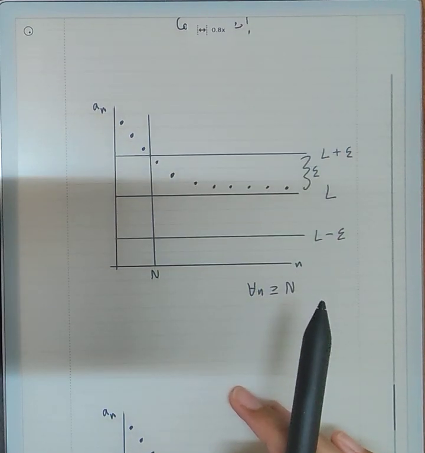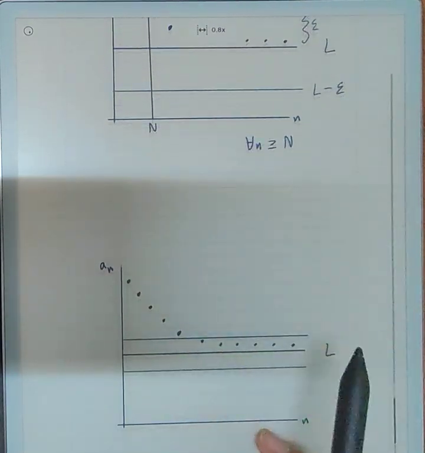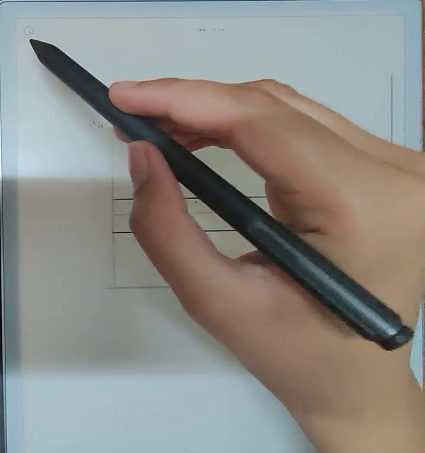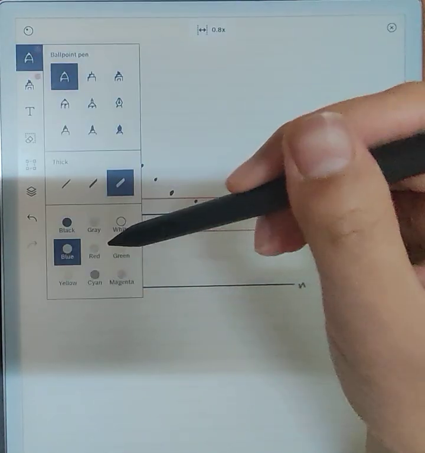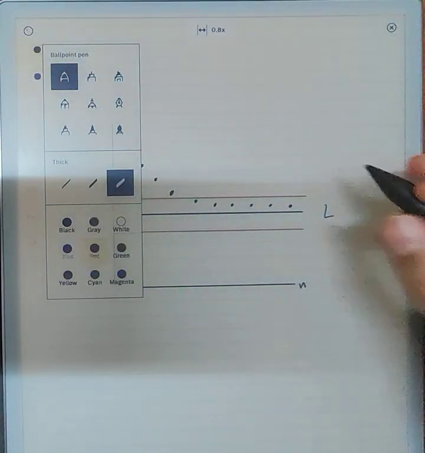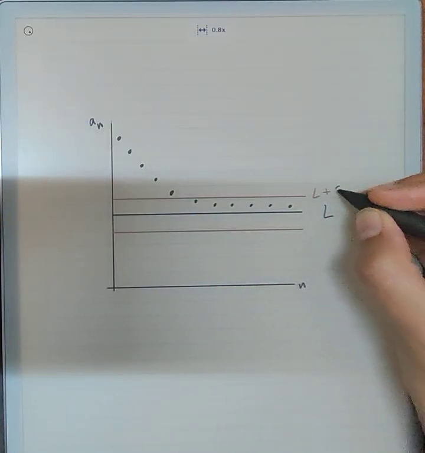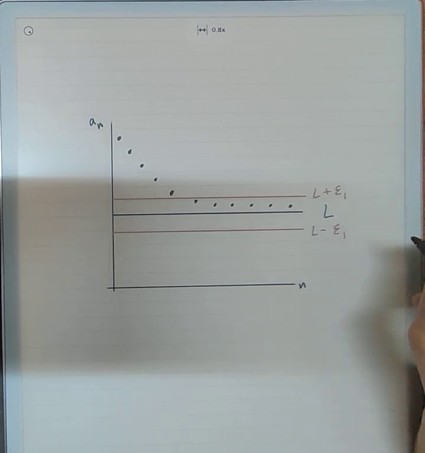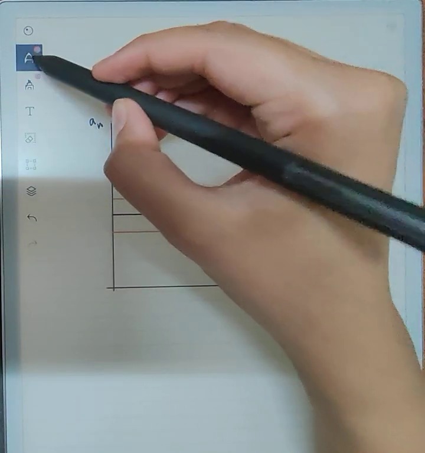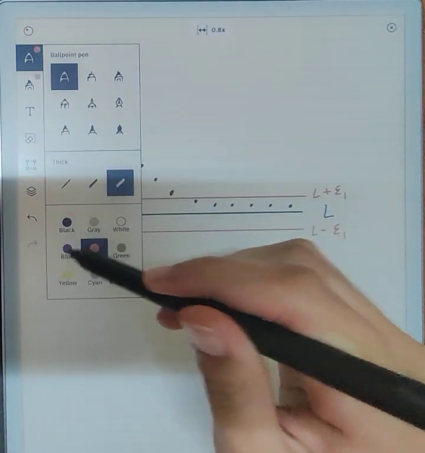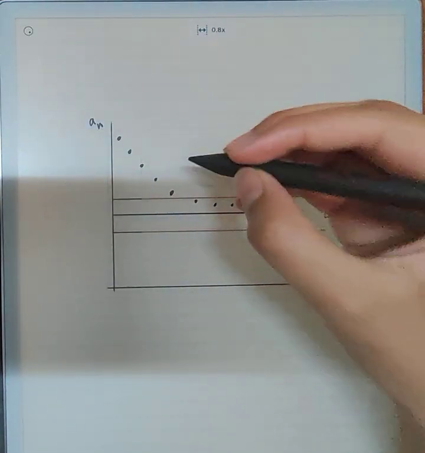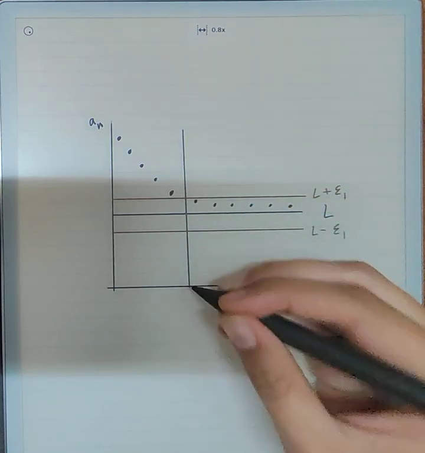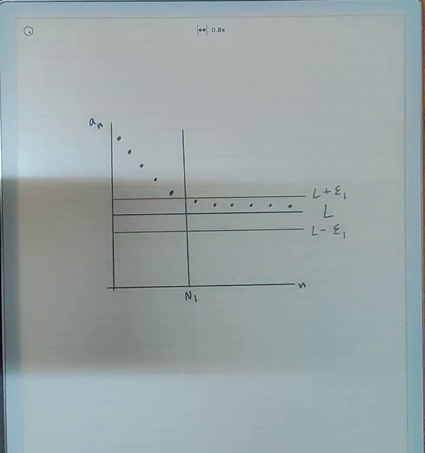Now, let's look at an example with a much smaller epsilon neighborhood. So this is what I have right here. This right here, let's call that L plus epsilon 1, and let's call this L minus epsilon 1. Now I can define a different value n. So let's draw a line right here, and let's call it n1.